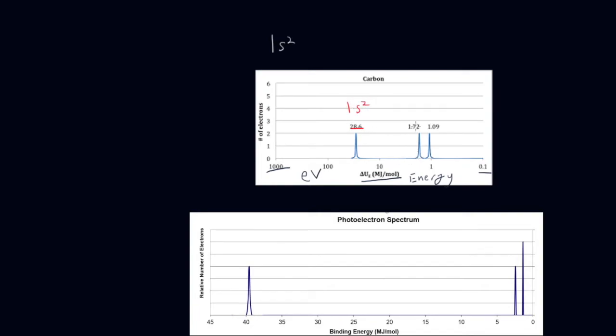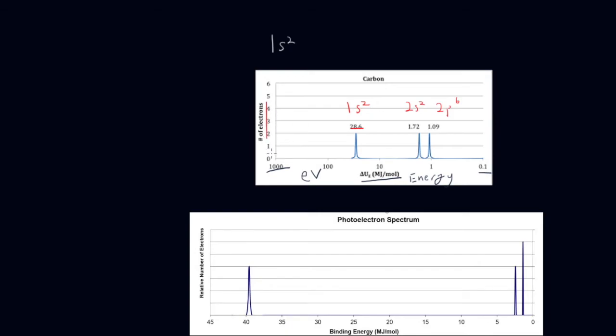Then my next energy level is just going to be my next electron orbitals. It's going to be my 2s2. After that, I'm going to get my last one, which is going to be 2p6. Now notice, on my left side, I've got number of electrons here. This is going to be relative.